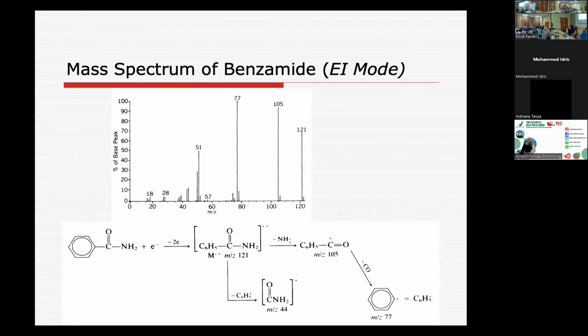Alat yang kita punya sekarang itu hanya menentukan molecular weight-nya saja, berat molekul sekian. Itu pun sudah cukup sebenarnya. Tapi kalau untuk lebih detail lagi, lebih bagus kita bisa menentukan pola fragmentasinya.